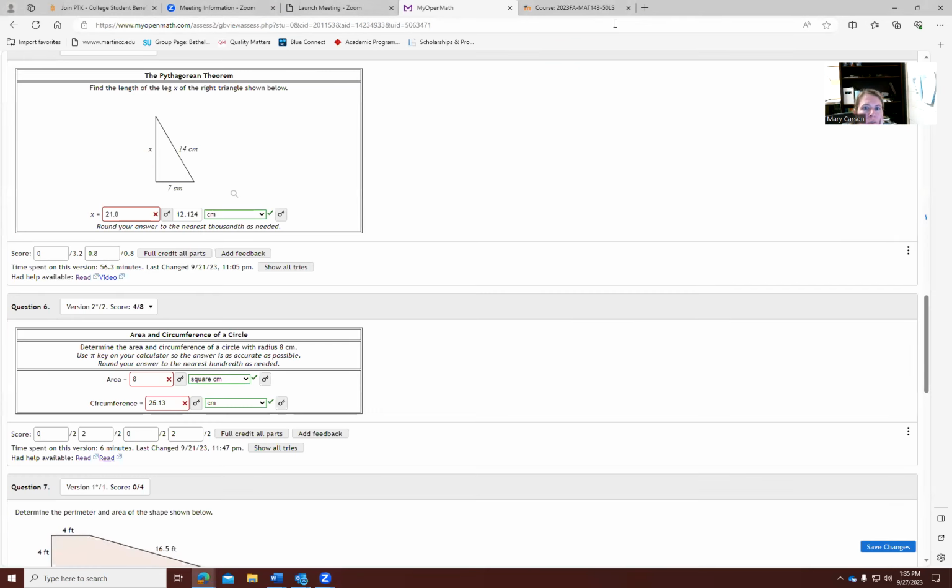So using those two formulas, we would plug this information in. Area equals pi r squared. Circumference is 2 pi r. It says use pi in your calculator. It gives you the radius is 8. So I would plug in pi times 8 squared to get the area. That would be 64 pi. Plug that in the calculator, 64 times pi, and that's going to be 201.0619. And it says round to the nearest hundredth.